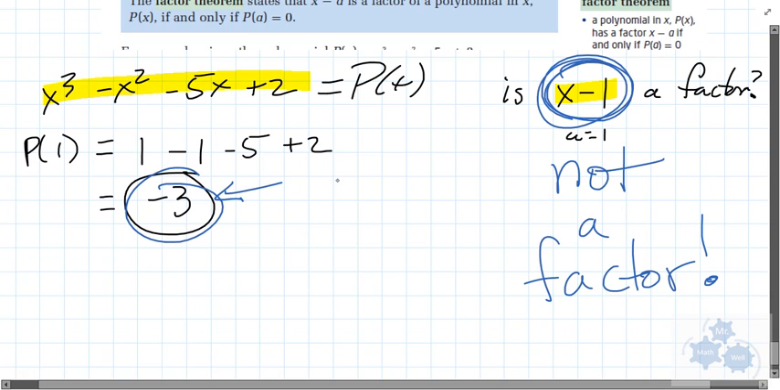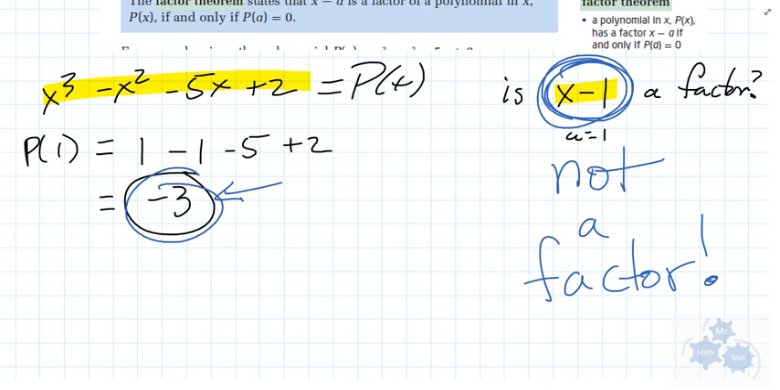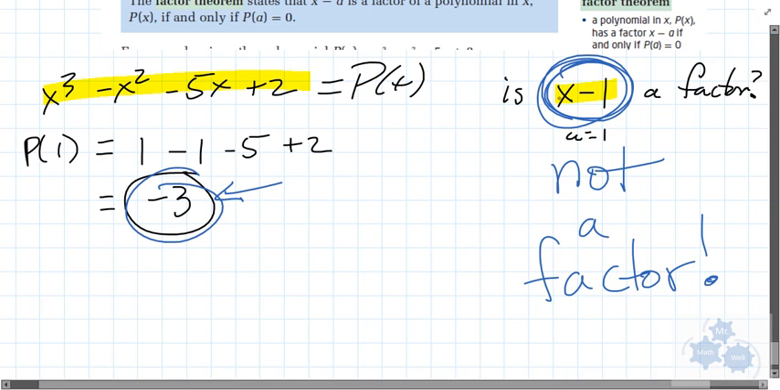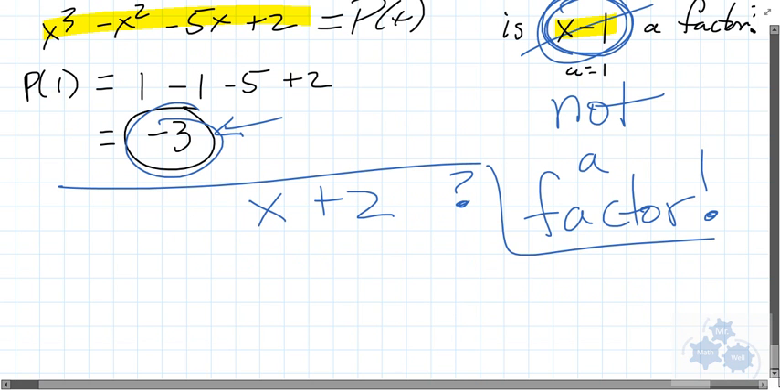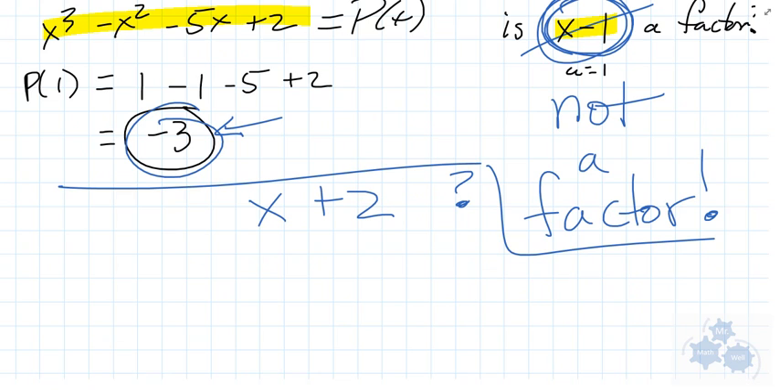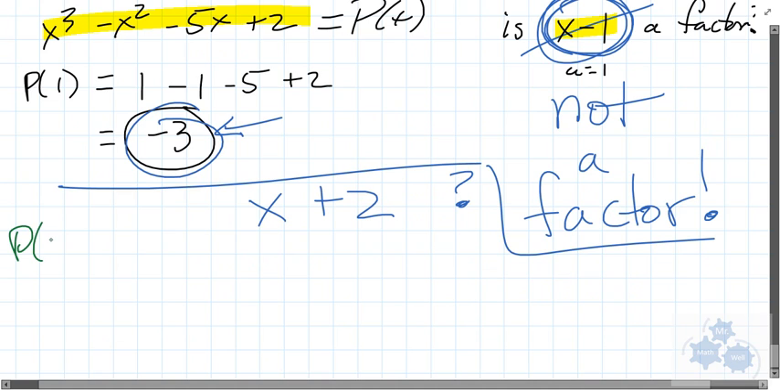All right, so let's try another one. Let's just try, instead of x minus 1, let's try x plus 2. Let's see if this one is a factor, okay? Well, if we go p of, should I do positive 2 or negative 2 here? What should I test? Thank you, negative 2, very good. So that's going to be p of negative 2, and I'll just write this out for you. It's negative 2 cubed minus negative 2 squared minus 5 times negative 2 plus 2.